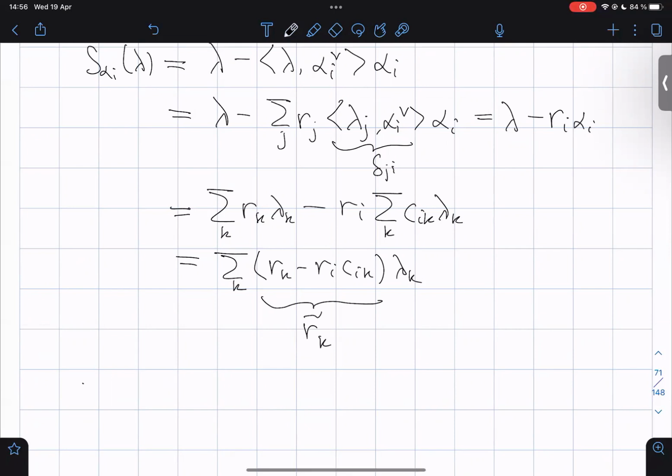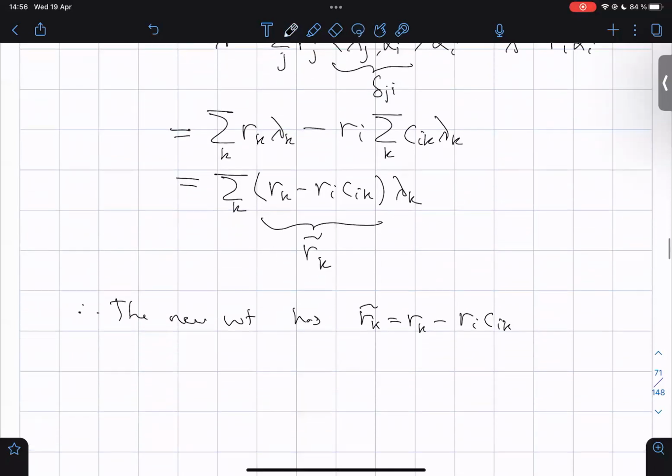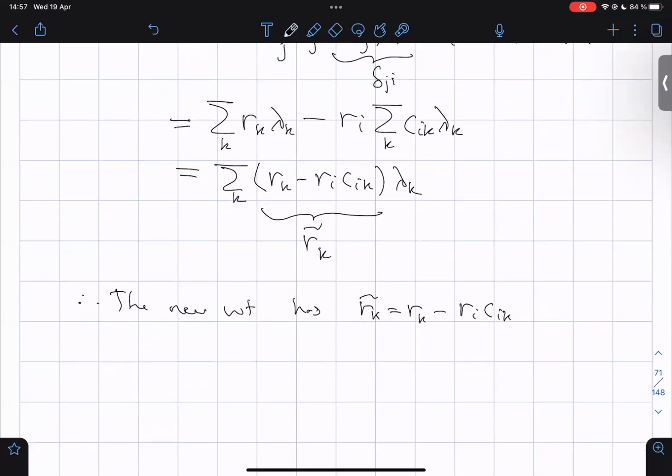So the new weights as rk tilde is the original rk minus ri cik. No summation on i. Note cii is 2. So the ith one gets flipped to its negative. This is actually going to give us a recipe.